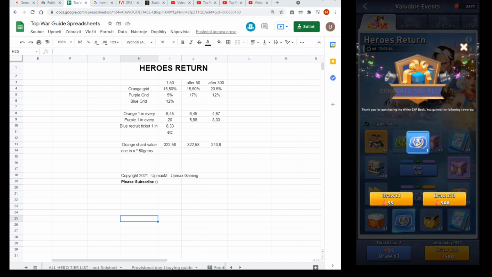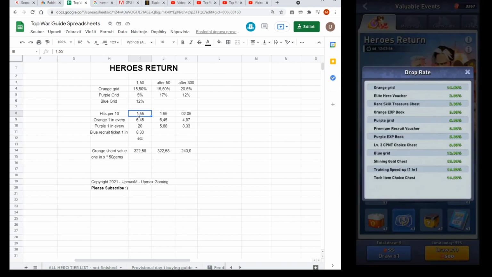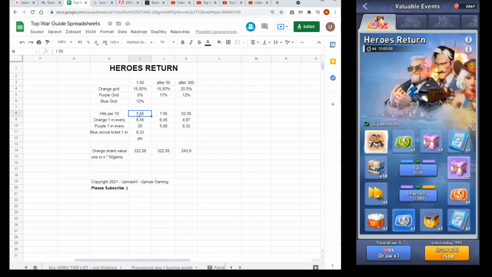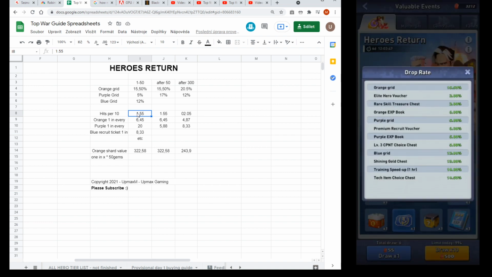As you are going to be able to see on the left on the spreadsheet, you should get one orange hit every 6.5 or 6.45 times that you roll, because you have got these drop rates for hitting each of the grids in the randomizing. Basically what this means is that per every 10 draws, you should get roughly 1.5 orange shards, roughly half a purple and roughly 1.2 blue.